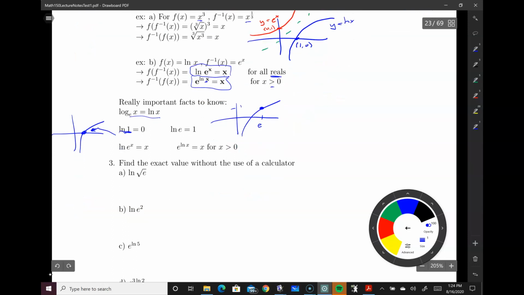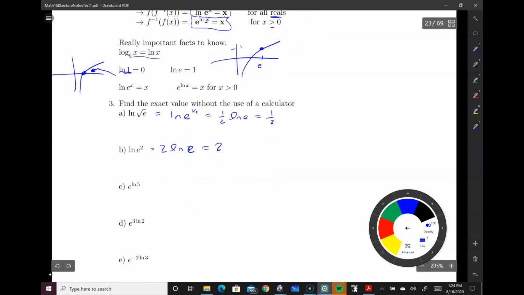All right, so I want you to be able to use the log properties to see what we've got here. So this can be rewritten as e to the 1/2. You know that 1/2 can be brought down in front. And ln of e you know is 1, so that's 1/2. So that's what I mean without the calculator. Just use your log properties. So same thing here. That 2 comes down. ln of e is 1, so I just get 2. Here, e and ln cancel, and I get 5.